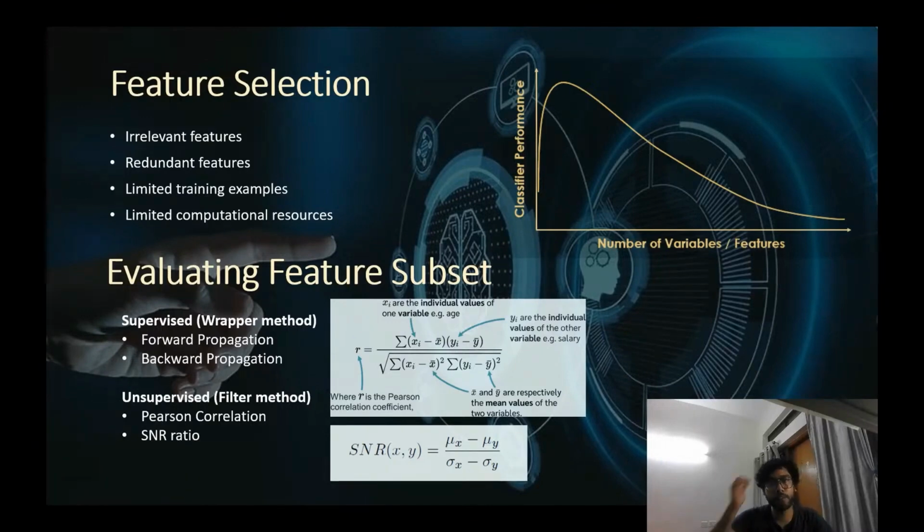Right. If two variables, two features, are very highly correlated, you can remove one of them because that would have redundant features.